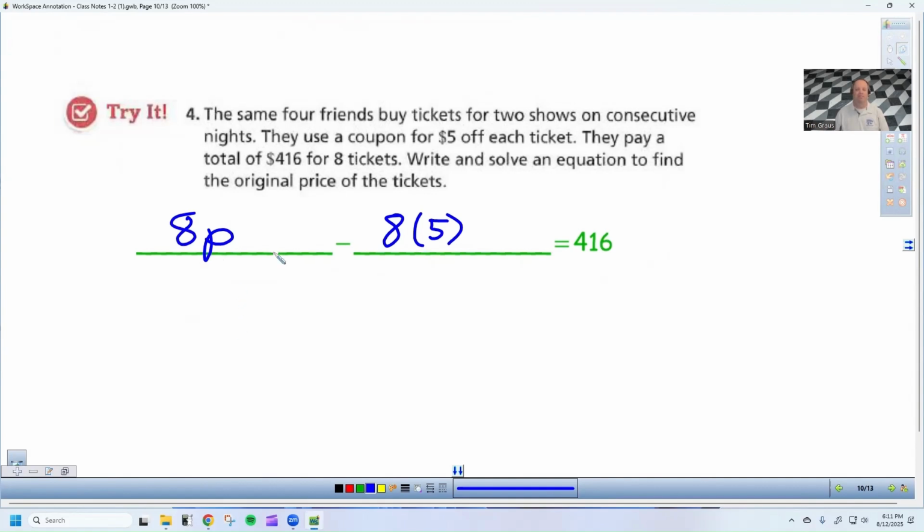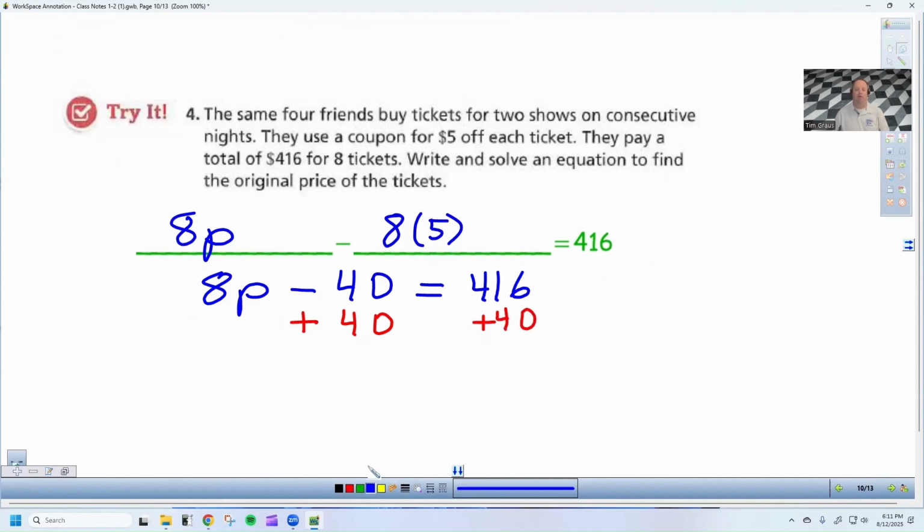Now let's simplify and solve here. This is 8p minus 40 equals 416. I'm going to add 40 to both sides because there's a number being subtracted from the variable side. Add 40, add 40. Now 8p is equal to 456.